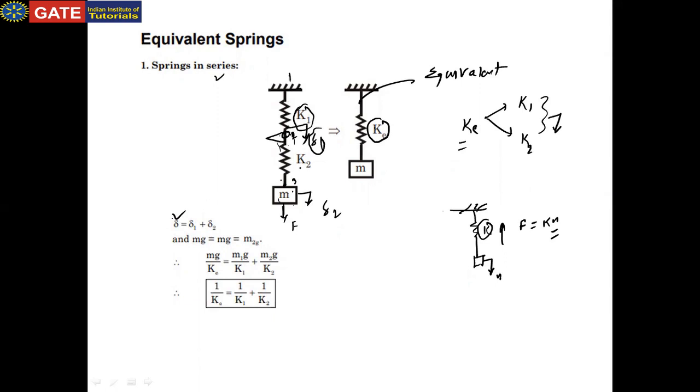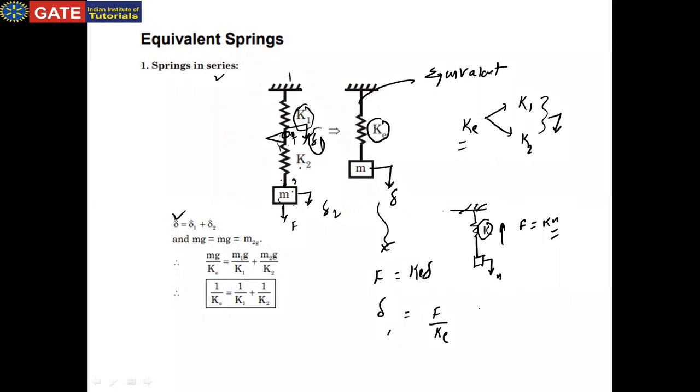So I can say this delta is the total deformation for this system, okay? For this system, what is the F? F will be KE into delta. Yes or no? KE into delta. So what will be the delta? It will be F upon KE for this one.